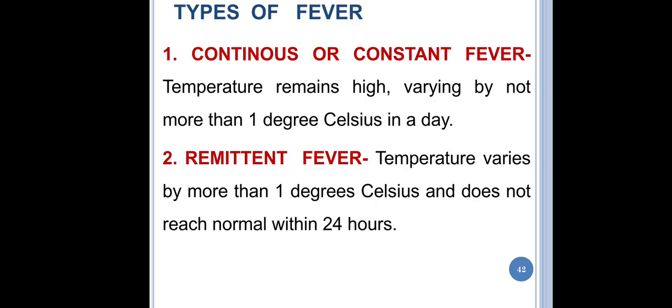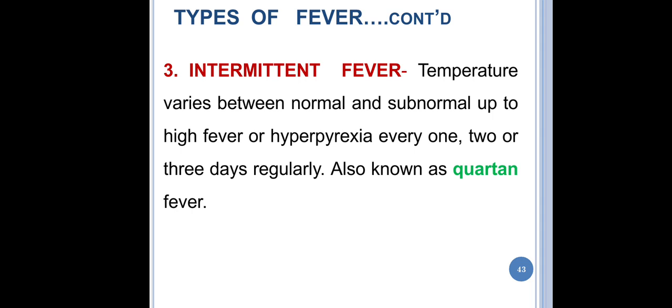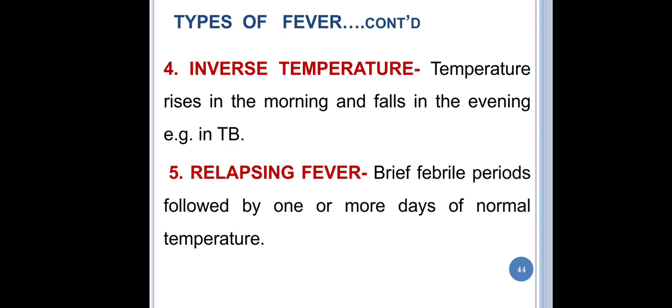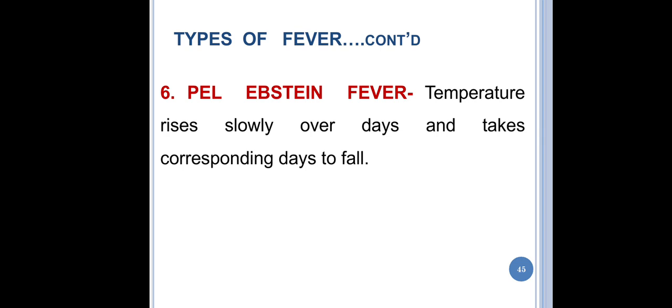Of course, we are not going to look at types of fever in this particular session, but in case you want to look at them, I'll send the notes. So we have these kinds of fever: continuous, remittent fever, intermittent fever, inverse temperature, relapsing fever, the Pel-Ebstein fever. All these are just simple. You can actually read them.